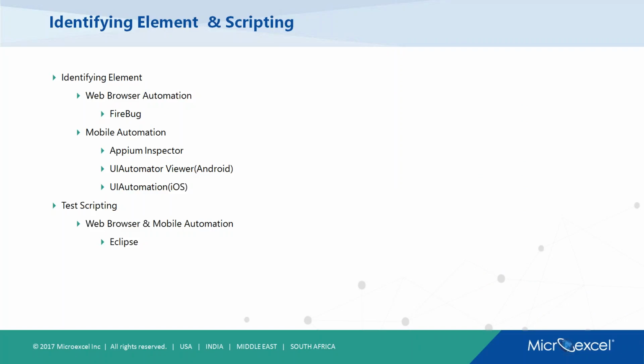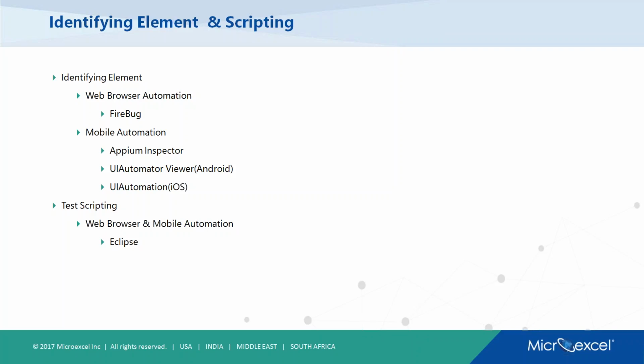And in terms of how to identify the elements and how to do scripting, if you have done Selenium earlier, you will know that in web browser automation we use Firebug as a tool to identify the elements on a browser if it is Mozilla. In mobile automation, there could be three options. So you could use an Appium Inspector. Appium Inspector is a part of your Appium only. You'll come to know in the next slide how to use an Appium Inspector.